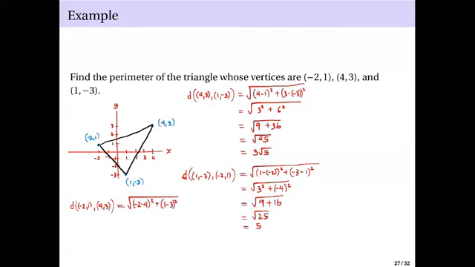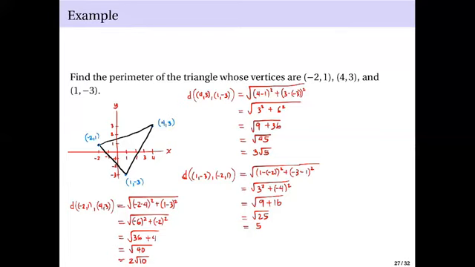Then negative 2 minus 4, that's minus 6. So minus 6 squared plus 1 minus 3, that's minus 2 quantity squared. So we'll get 36 plus 4 in here. And this is square root of 40. Square root of 40, simplify it as 2 square root of 10. And therefore, the perimeter is just the sum of these 3 guys. Okay?